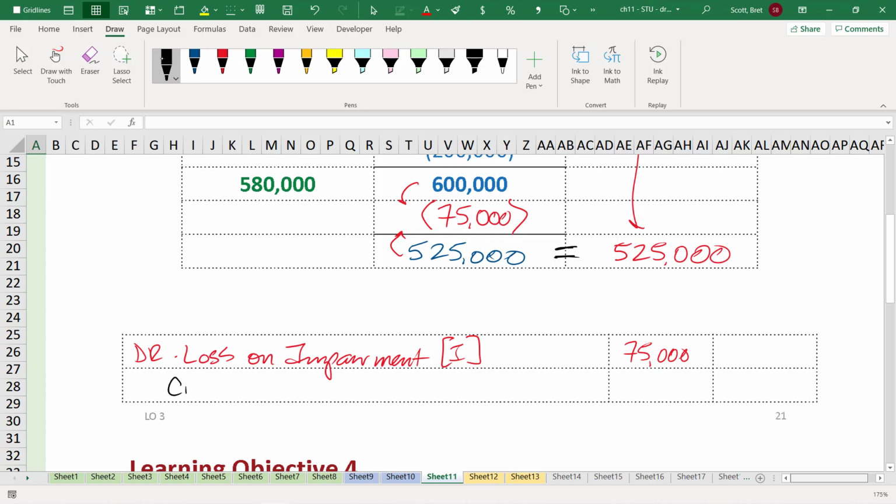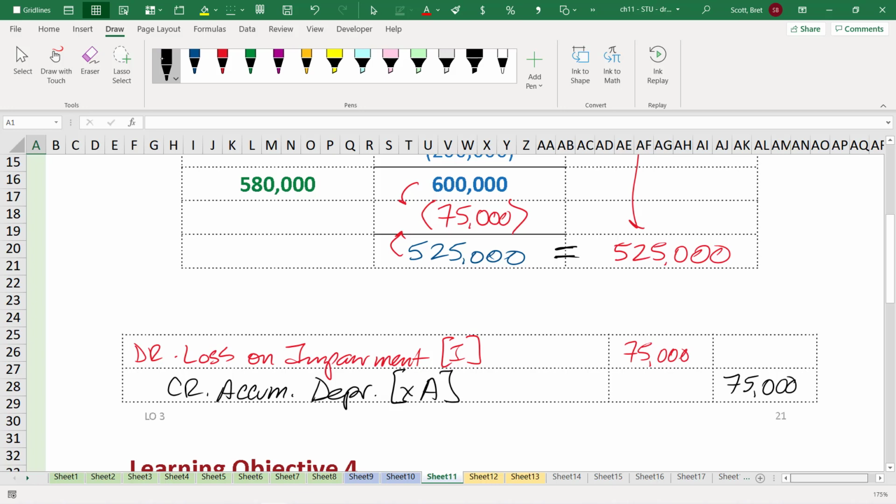Then credit accumulated depreciation. Now, here's the thing that causes some people some headache. Yes, there is a loss. It should be reported on the income statement, not as depreciation expense, because the thing didn't really depreciate from wear and tear, from use. We just simply lost value.